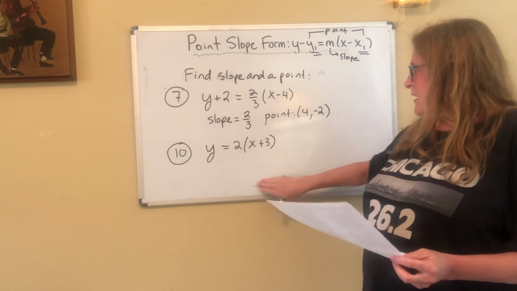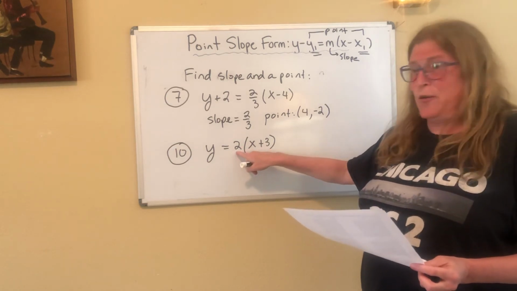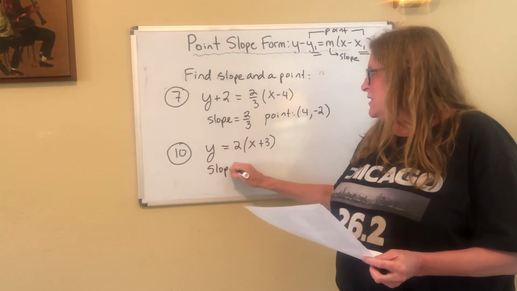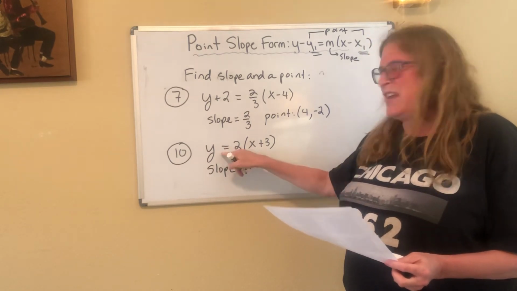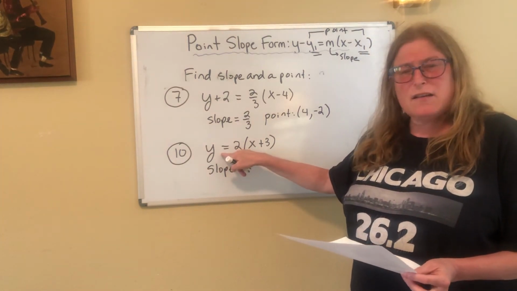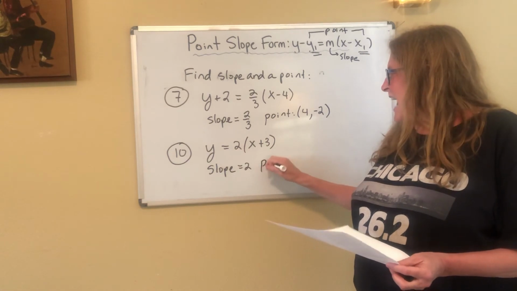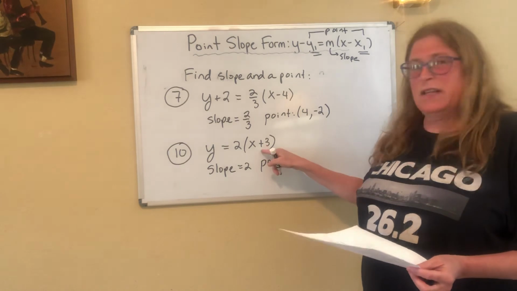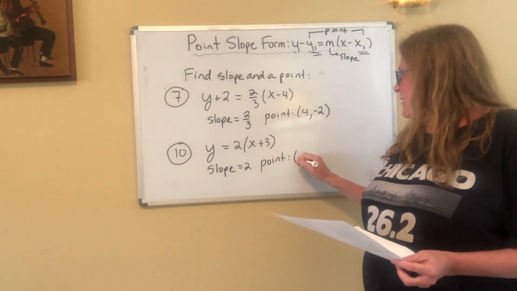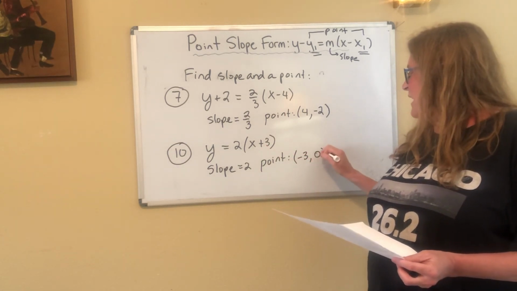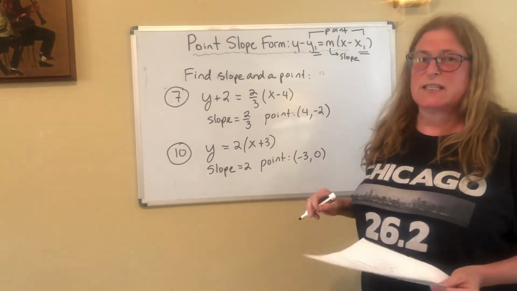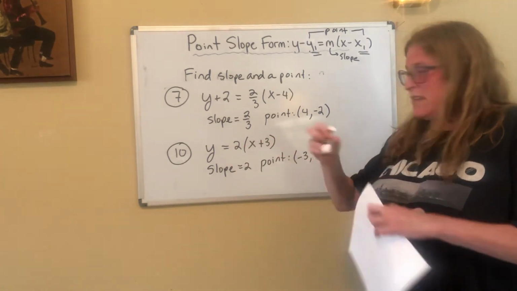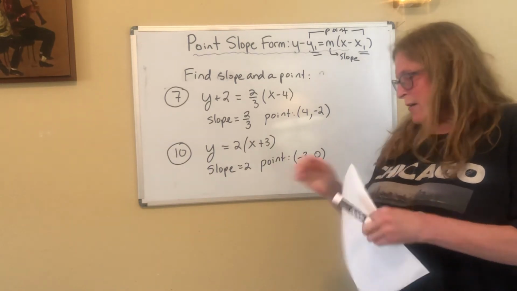Okay guys, again I'm going to look at my slope right here. The slope is the number in front of the parentheses. Now what's a little interesting is there's nothing where y1 is. So what that means is that actually y1 is 0. And x1, that says x plus 3, so that means that the x coordinate is negative 3. So here, if there's nothing there, it means the coordinate is 0.